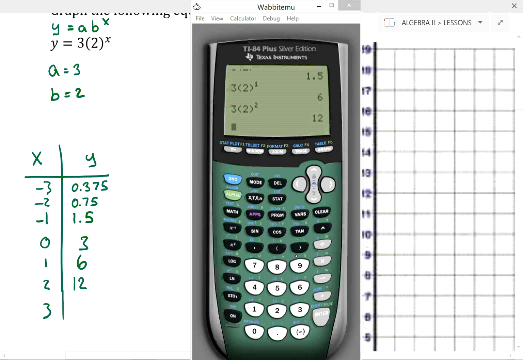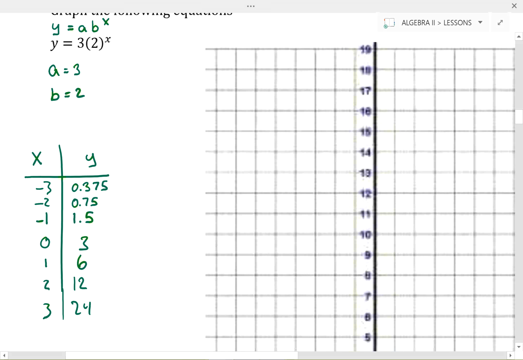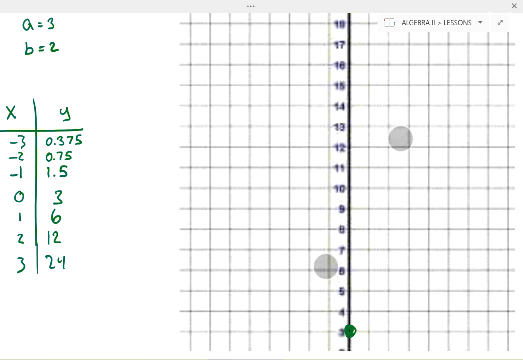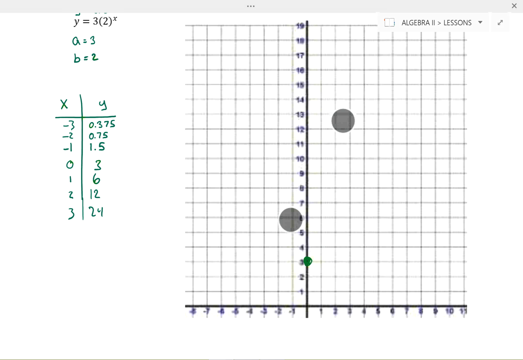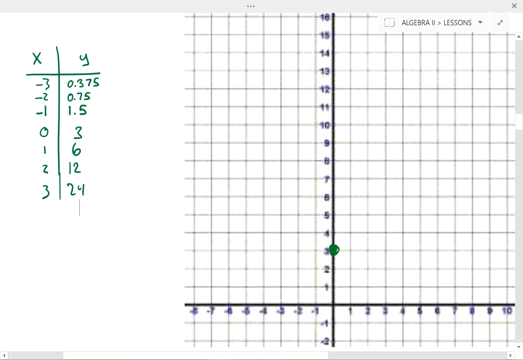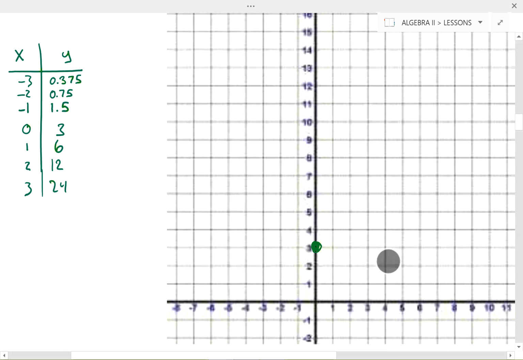And last but not least, let's do 3 times 2 to the third power. That is 24. Okay, so a couple things. Before we take a look at those things, let's go ahead and plot these points.